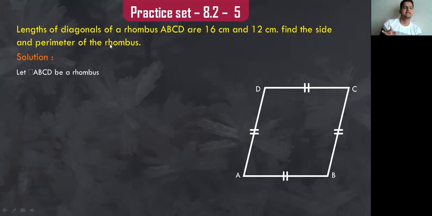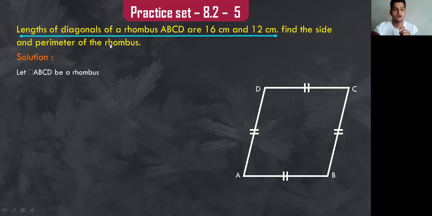And whenever we are asked to find something, always there is something given to us to find the values, correct? So let us understand what is given. Length of diagonals of a rhombus ABCD are 16 centimeters and 12 centimeters. So what is given? Length of diagonals. Okay, so they are talking about diagonals.